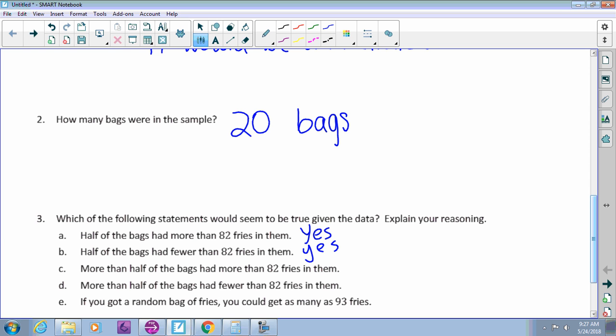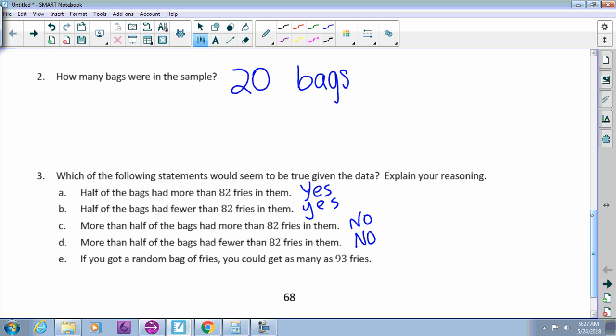All right, and then the next question is trying to trick us. It says more than half of the bags had more than 82 fries. No, it's going to be 50% for more, 50% for less. So the next question is going to be the same thing. More than half of the bags had fewer. No. Nope. 50% had fewer.